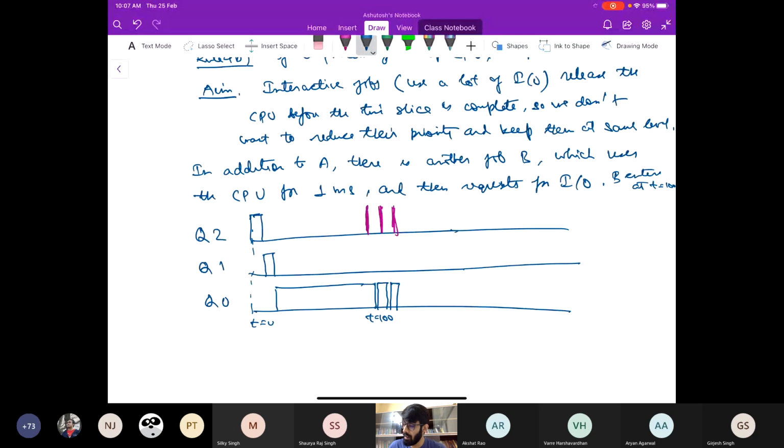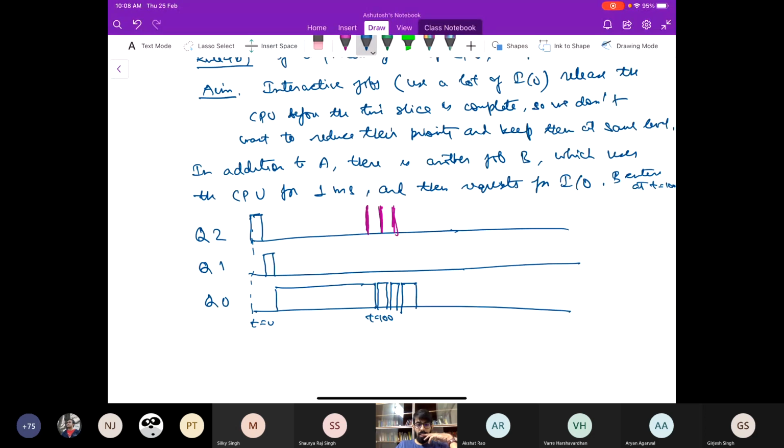So why is this happening? Because B remains in the high priority queue, and it will always run before A because it is in the high priority queue. It will not be moved lower because it is releasing the CPU before its time slice is finishing. Okay. Is that clear?